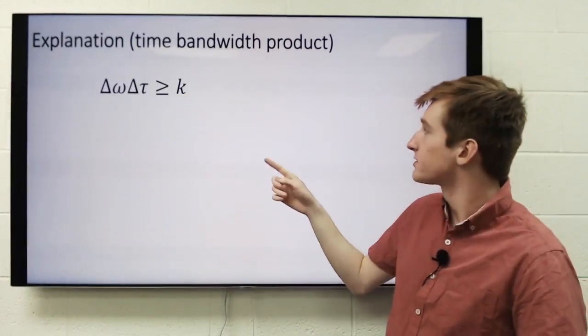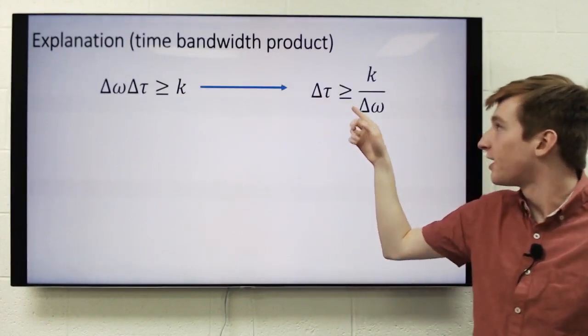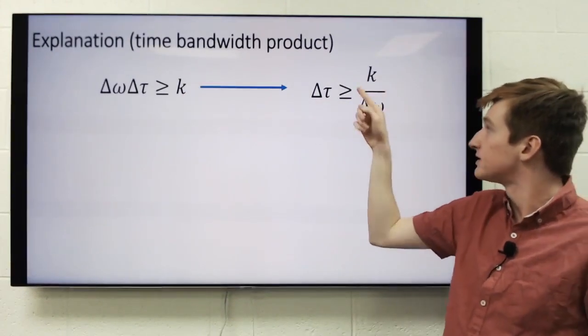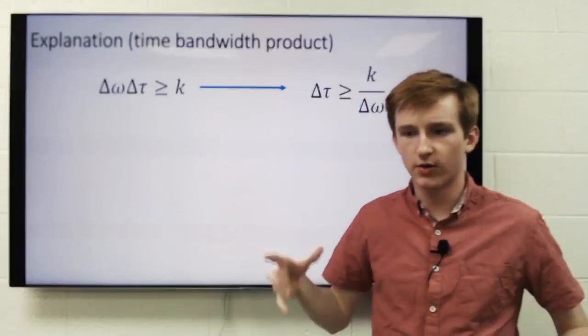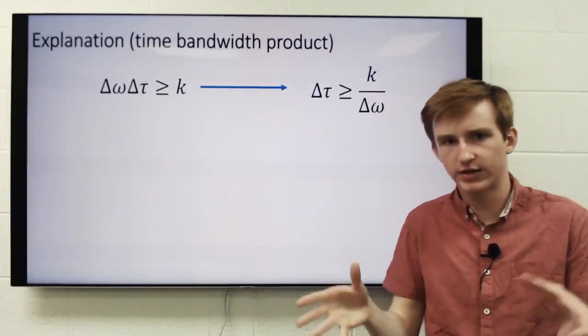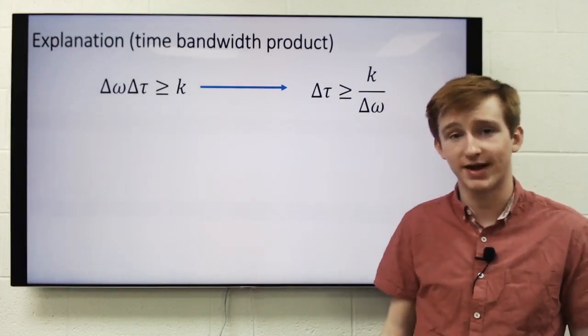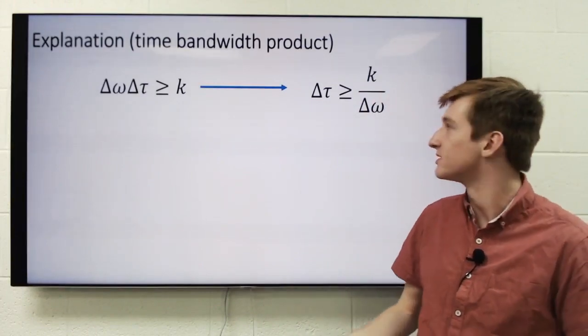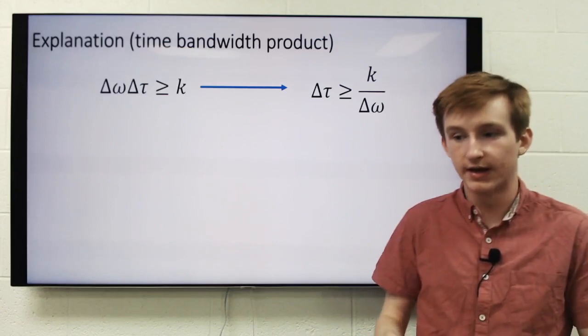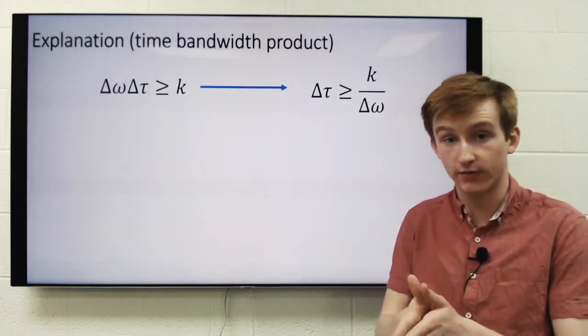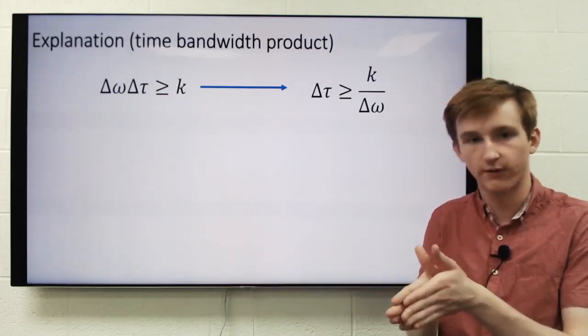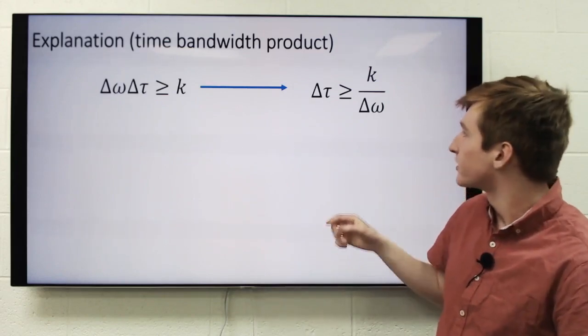So if we rearrange this, we get delta tau is greater than or equal to the constant divided by delta omega. And if you think of delta omega as the range of my frequencies, that's the easy way to say it. I mean, you could say it's the full width half max of the intensity spectrum in angular frequency, but that's a mouthful. It's easier to say it's the range of frequencies they have. Do we have a large range of frequencies or do we have one frequency, right? That's what delta omega is.